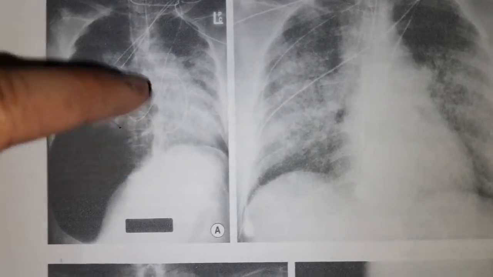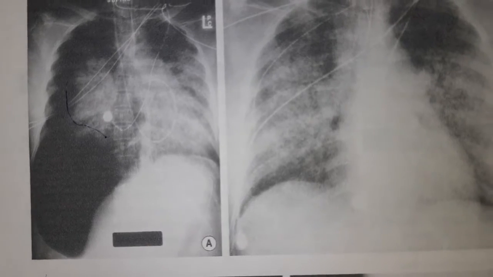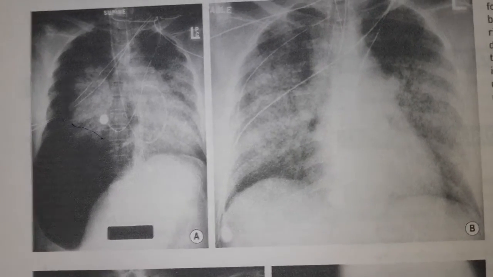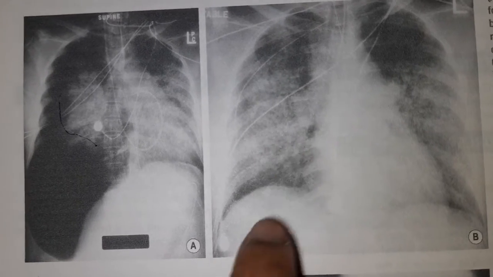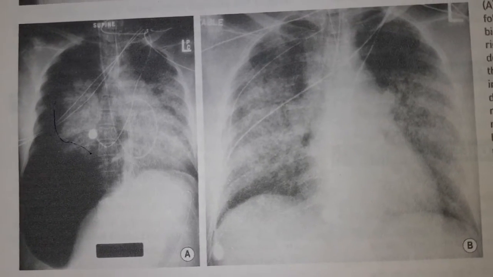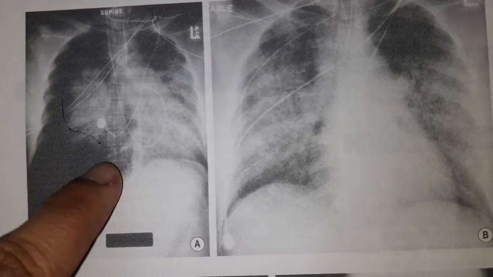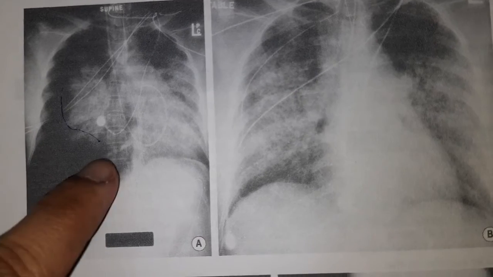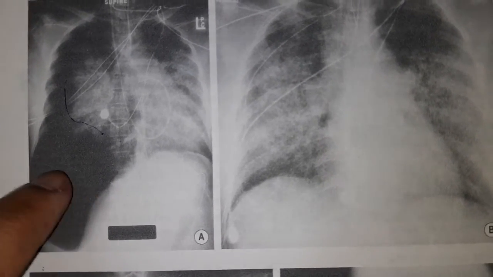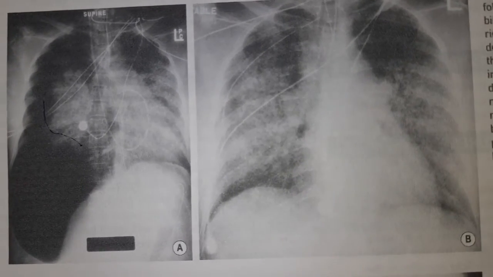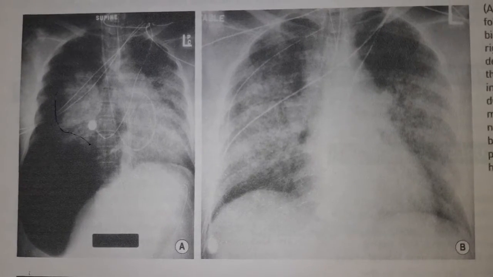So even the heart is shifted to the left side here in this picture. So once you have done a pleural tapping, you will see that the mediastinum and the diaphragm will come back to their normal position. Even in picture A, because of the air which is entering into the pleural cavity, it exerts a pressure on the diaphragm. So the dome of the diaphragm is also pushed downwards. So this is the picture showing tension pneumothorax.